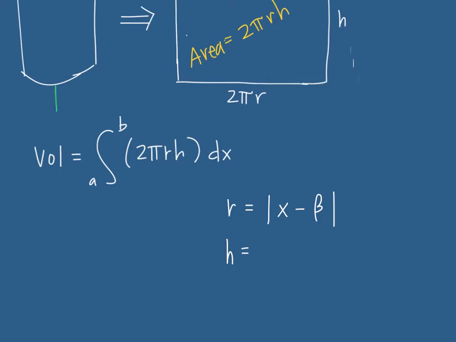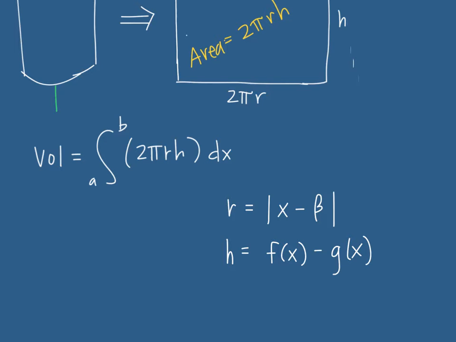H also needs an expression. H is going to be the upper curve function minus the lower curve function. Now, in my example, the upper edge stayed the same the whole time, and the lower edge stayed the same the whole time, so it would have been a constant. But you can have these things changing as well.